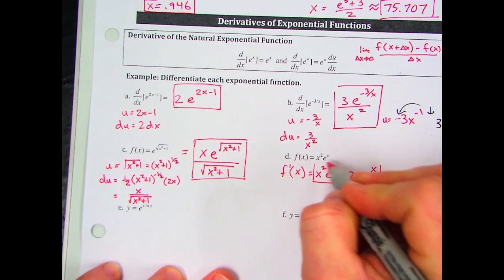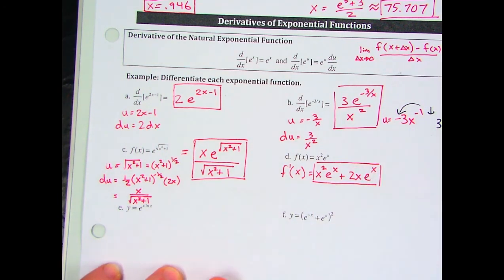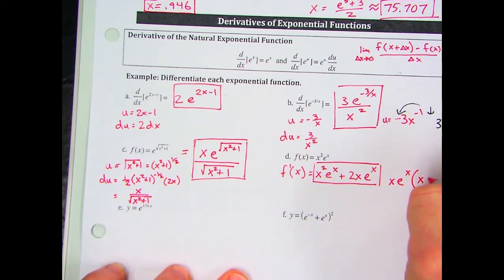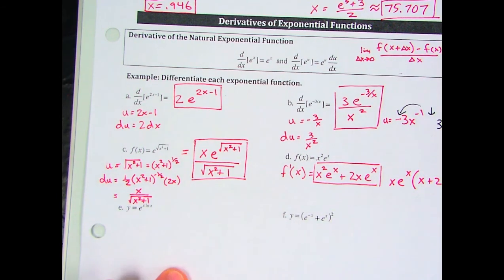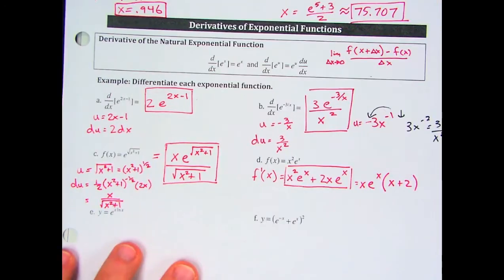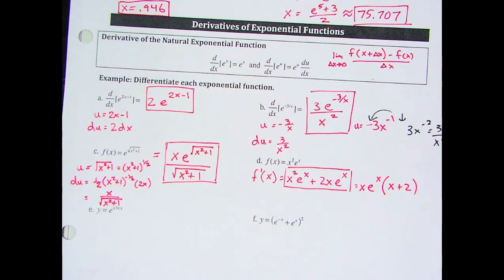We could pull out e to the x. No, we could pull out x e to the x. Yes, we could. That would be lovely. Let's do it. So what would it be, x plus 2? Yep. So there are various forms that we might see this in. I like number 8, letter D.